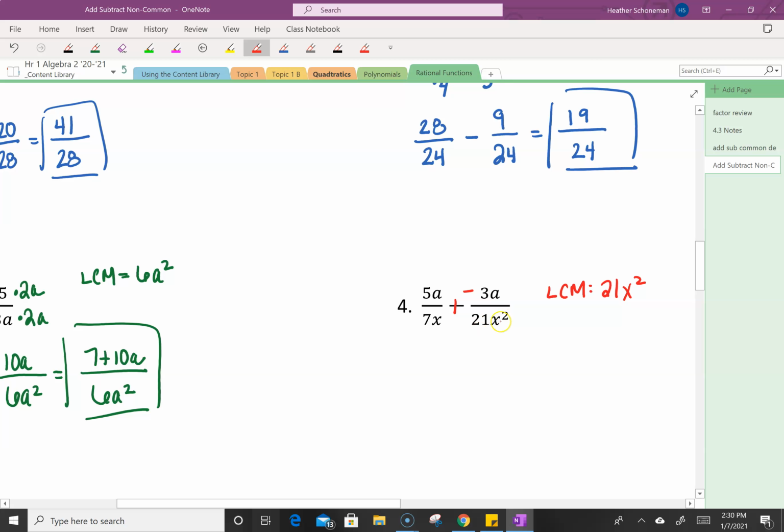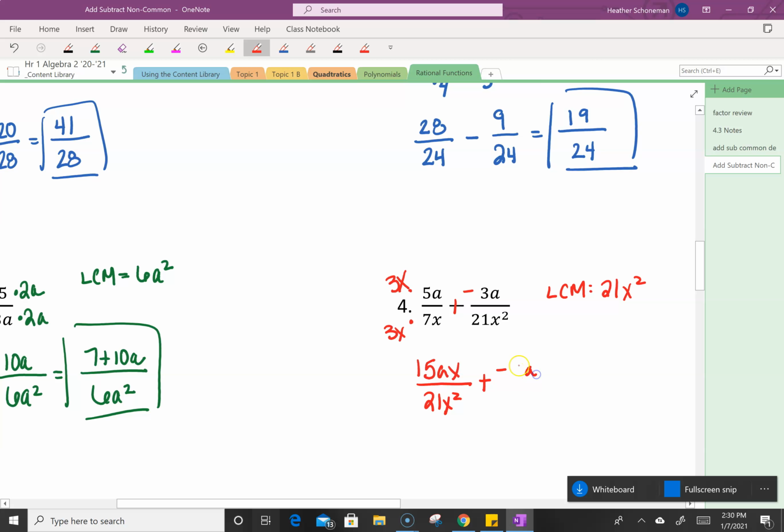This fraction on the right, the denominator is my least common multiple, so there's nothing I need to change, but on the one on the left, to make it 21x squared, I would have to multiply it times 3x. So on the top, 3x times 5a gives me 15ax. On the bottom, 3x times 7 is 21x squared, which is what I want, my least common multiple, and then plus negative 3a all over 21x squared.